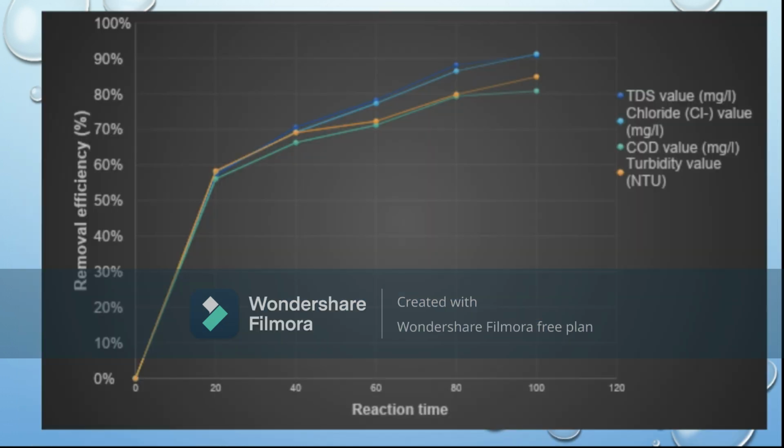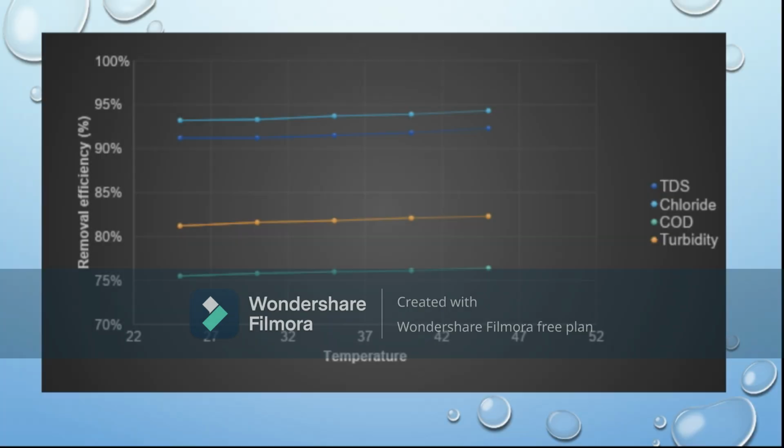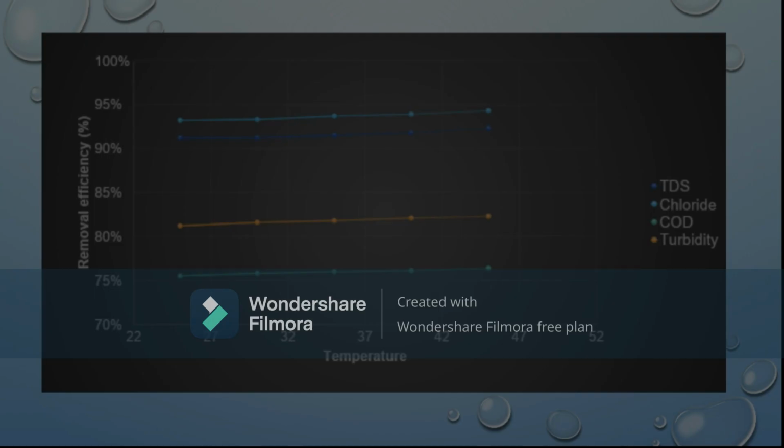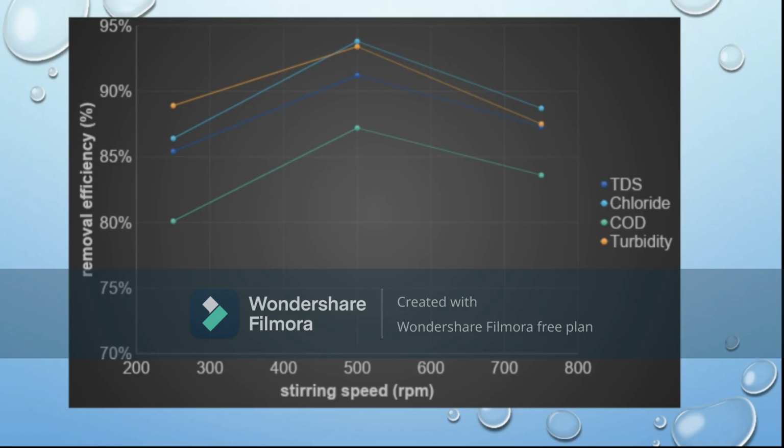By combining the study of research papers, we plot a graph. The graph shows how the efficiency of the electrocoagulation treatment system improves with these factors such as reaction time, pH, temperature, inter-electrode distance, and stirring speed.